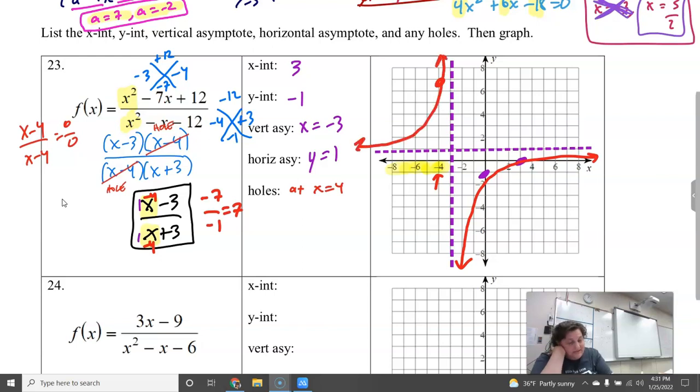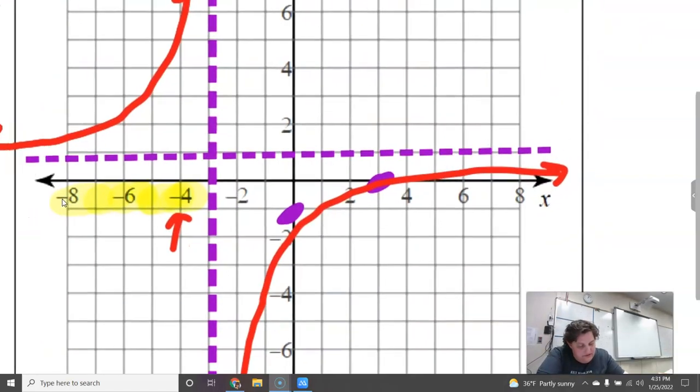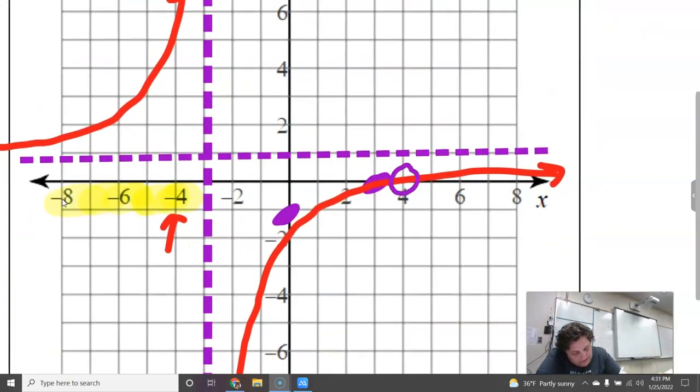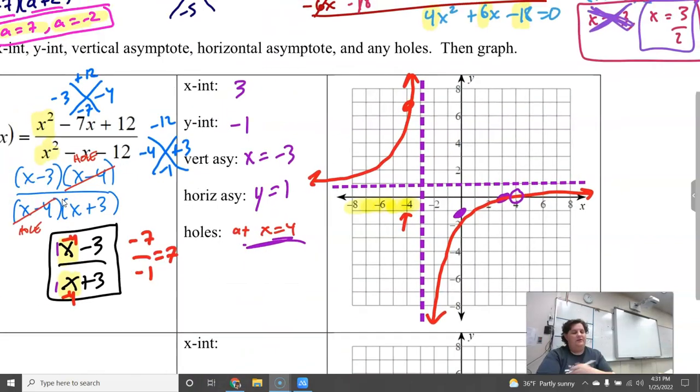Last thing I need to do: if it does have a hole, there's a hole at 4. Once you graph everything else, go to the 4 and just put a little hole right there, because that's actually part of your graph. All right, nice. Last one.